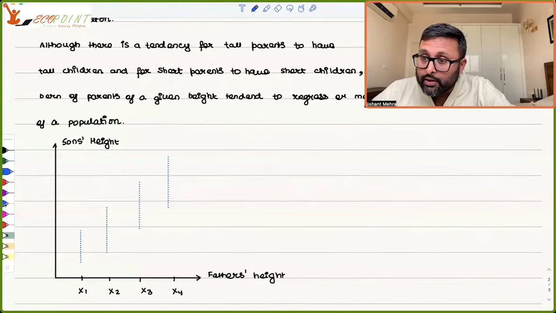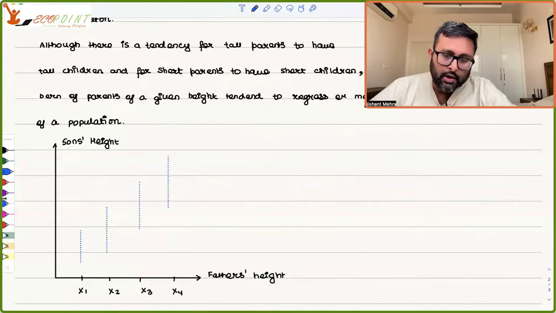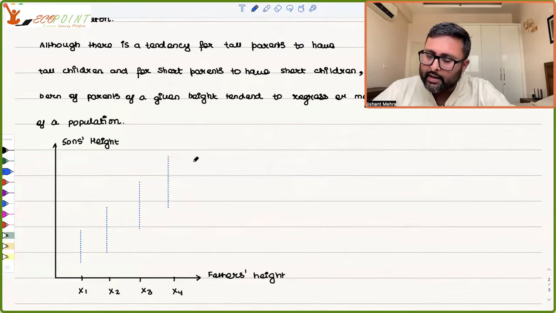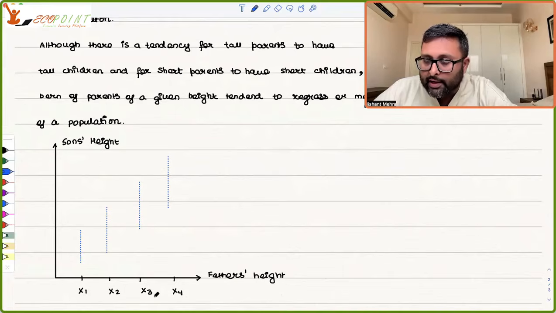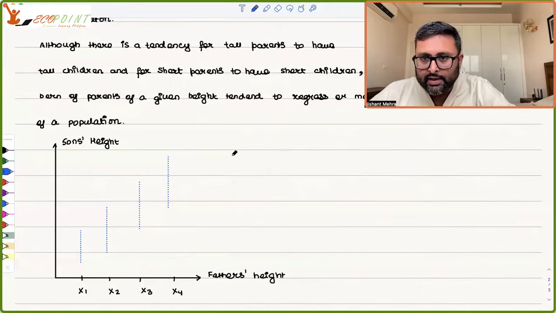There are a few things about it. First, what is this scatter diagram telling you? This scatter diagram is telling you the height of sons in a hypothetical population, corresponding to the fixed values of the height of father. So you are fixing the height of the father, and then you are finding the height of sons. We haven't regressed anything yet. So please write the first point.